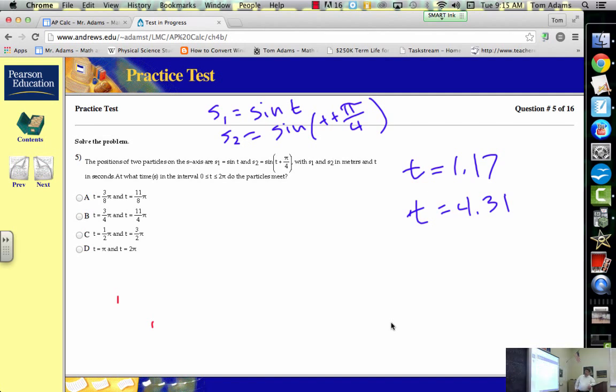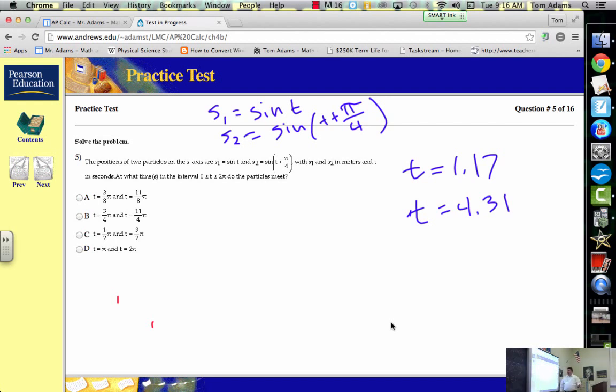Now, what do you think the answer is? 11 over 8 pi? It's A, yeah. How did you get that though? No, I had this done. You might have been in courtesy mode on that bus today.